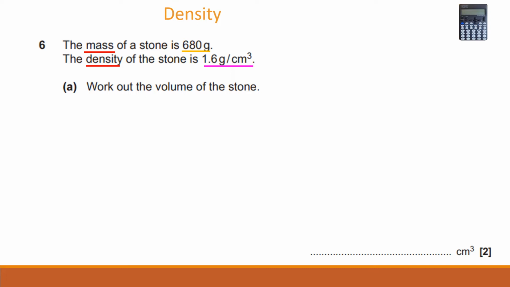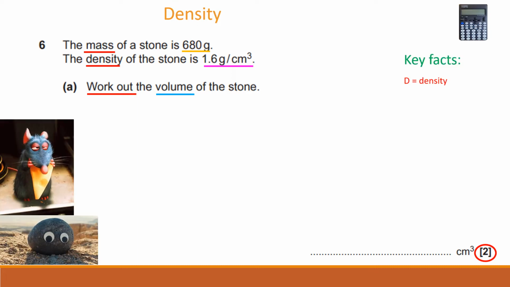centimetre cubed. And you've got to work out the volume of the stone, and this is going to be worth 2 marks. The units for the answer have been given in the question, so you don't need to worry about any units. The key formulas that you're going to need are the formula for density, mass and volume.